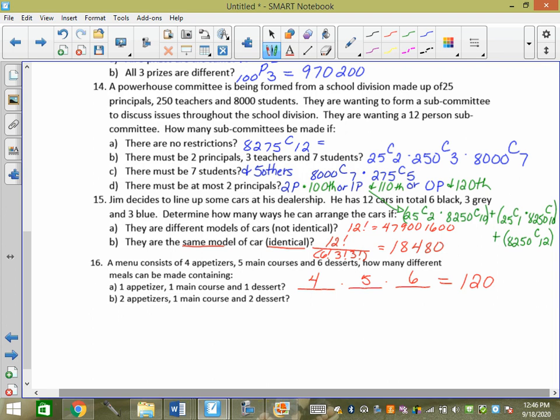However, if it's not 1 of each, so in this case 2 appetizers and 2 desserts, I told you have to use C. So we'd go 4 appetizers, choose 2, because we're doing appetizers, appetizers, main course, dessert, dessert, just like principals, principals, students, students. So I'm going to do 4 choose 2, 5 main course, choose 1, and, so they're multiplying, 6 desserts, choose 2. So that is going to get you 450 different meals.